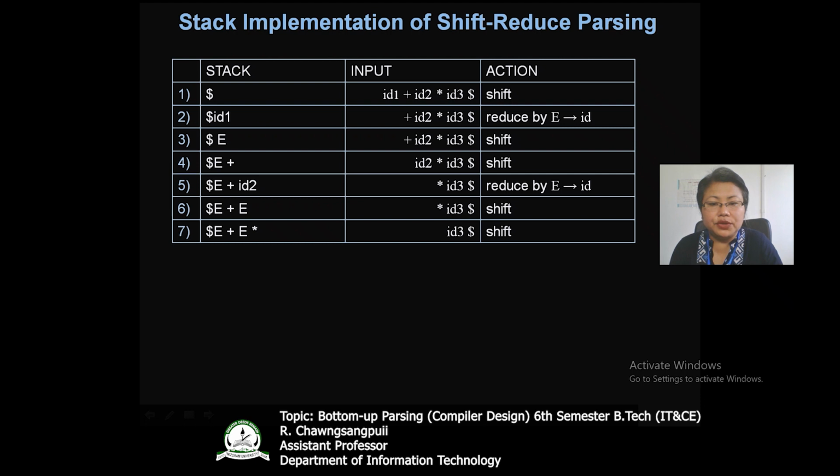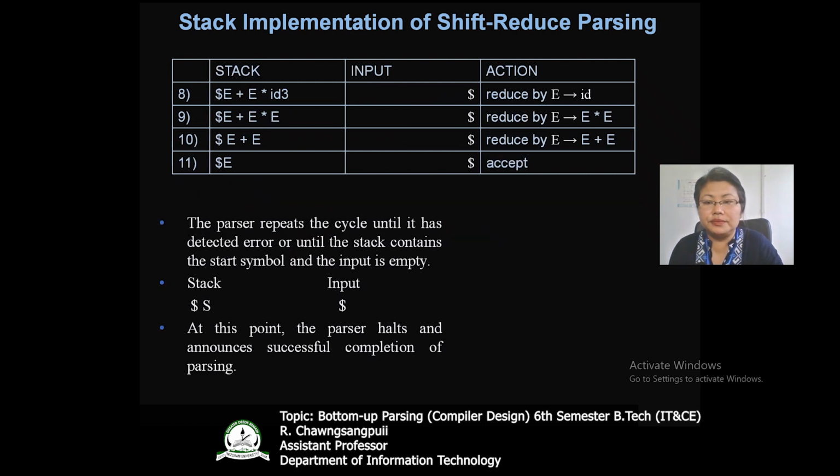Now here we are still with into ID3 dollar, and so what I do out here is I have to shift this operator, the multiplication operator, onto the stack like this. So it is shifted down here, and so I end up with only ID3 in the input. Now I shift down this ID3 onto the stack by the shift action. Thereby I have now E plus E into ID3.